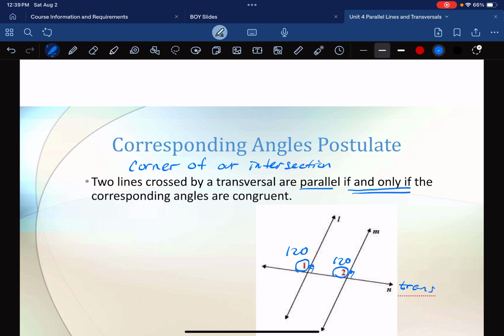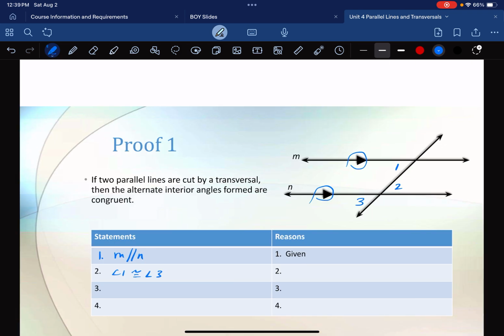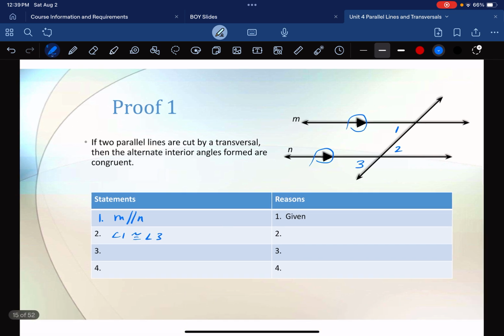So the corresponding angle postulate says that if two lines are parallel, their corresponding angles are congruent. So I can use the corresponding angle postulate right here. I can say this is true by the corresponding angle postulate.